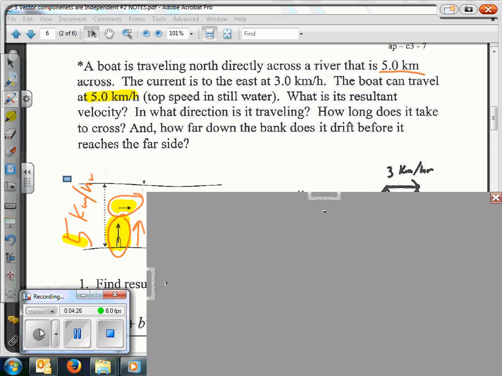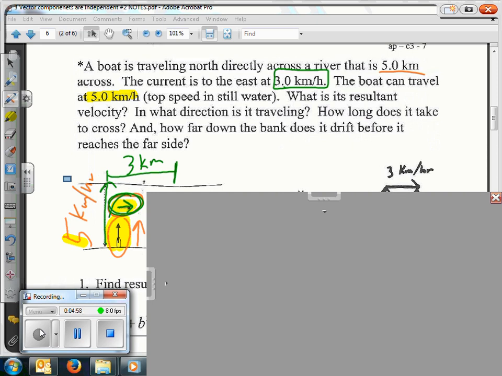Okay, so if we're still maintaining this understanding that these two are independent, then I can say how far down the bank. Well, I know it's going to take an hour for me to get across the river, right? So that means I have an hour to go in this direction. Well, it's 3 kilometers an hour, so I should be going 3 kilometers downstream before I hit the bank. Do you agree with that?